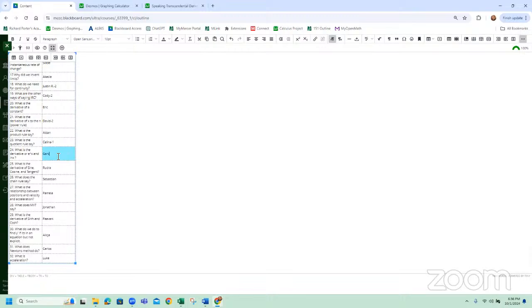Okay. Rudra. Yes, unmute, sir. What's the derivative of sine, cosine, and tangent? So derivative of sin x equals cos x. Derivative of cos x equals negative sin x. Derivative of tan x equals sec squared x. Secant squared. Very good. All right. Sebastian, what does the chain rule say? It says that the derivative of the outside, leave the inside alone, then multiply by the derivative of the inside. Great.